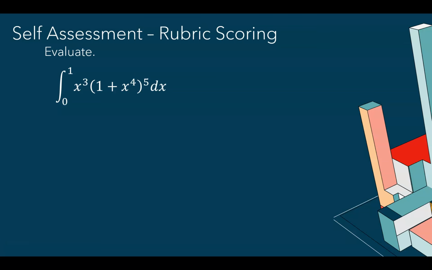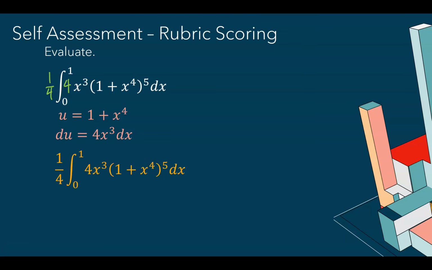So to me, it's pretty obvious. 1 plus x to the 4th is u, because I see the derivative of that involves x cubed. Now, not exactly x cubed, but I can just put a 4 and a 1/4 on here, basically multiplying by 1. And I end up being able to write a new integral, 1/4 of the integral from 0 to 1 of 4x cubed times 1 plus x to the 4th, all raised to the 5th power dx. And now I can make my substitutions.